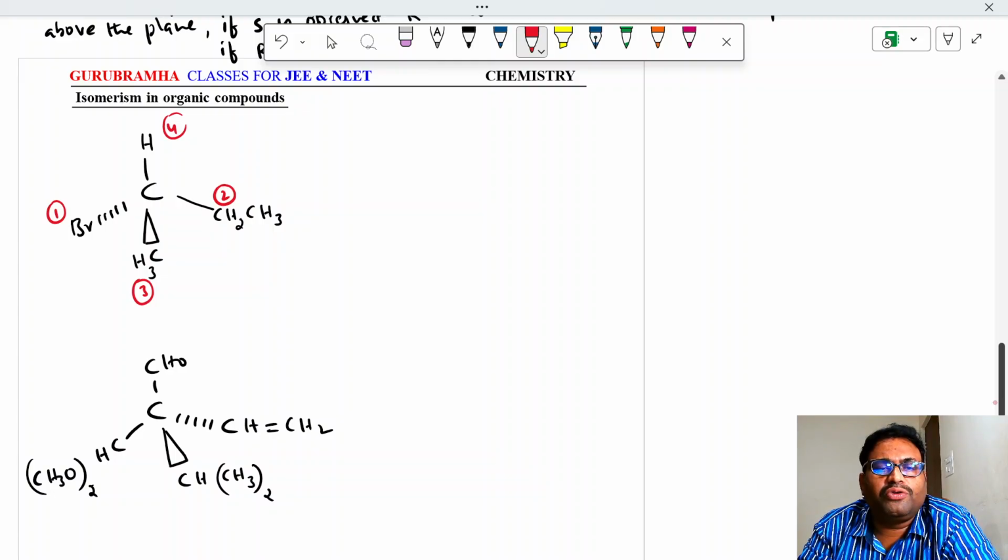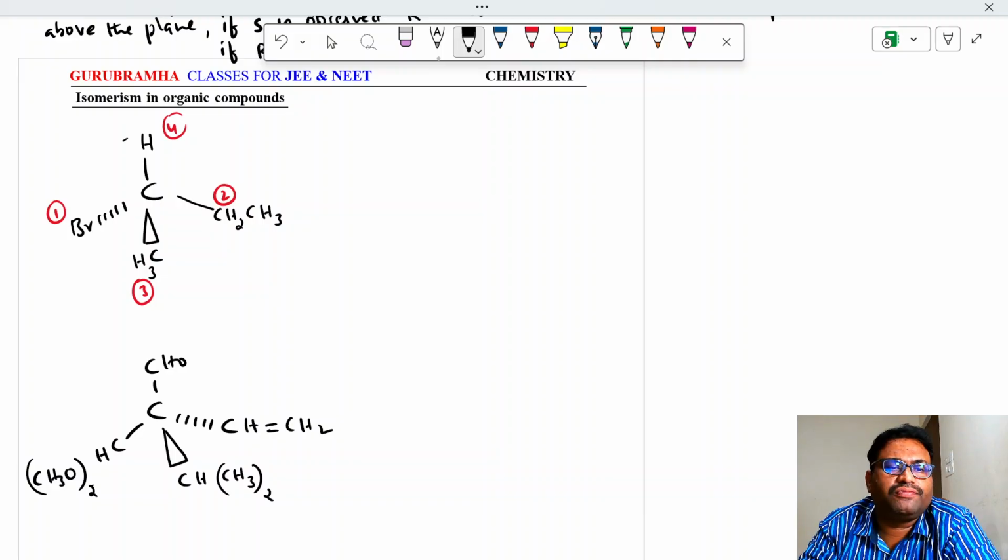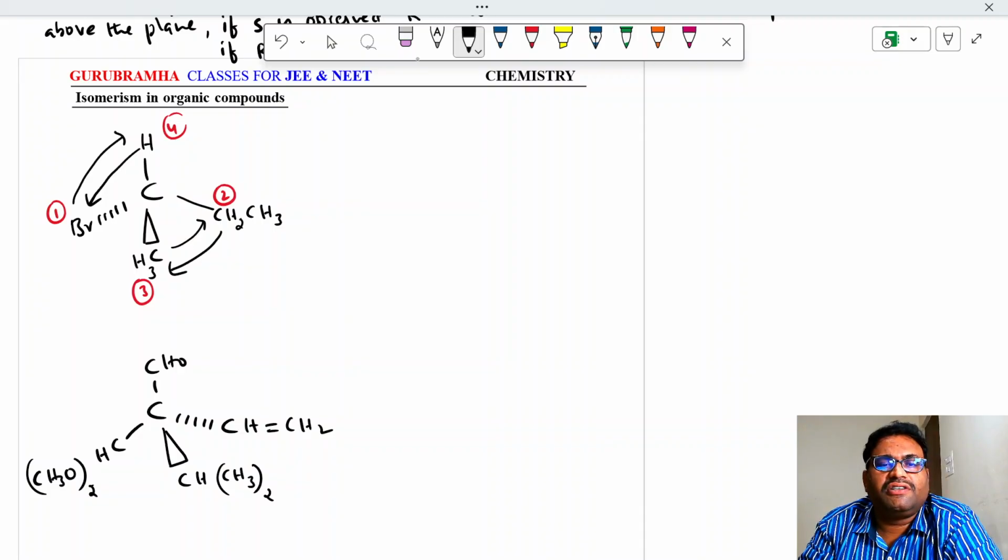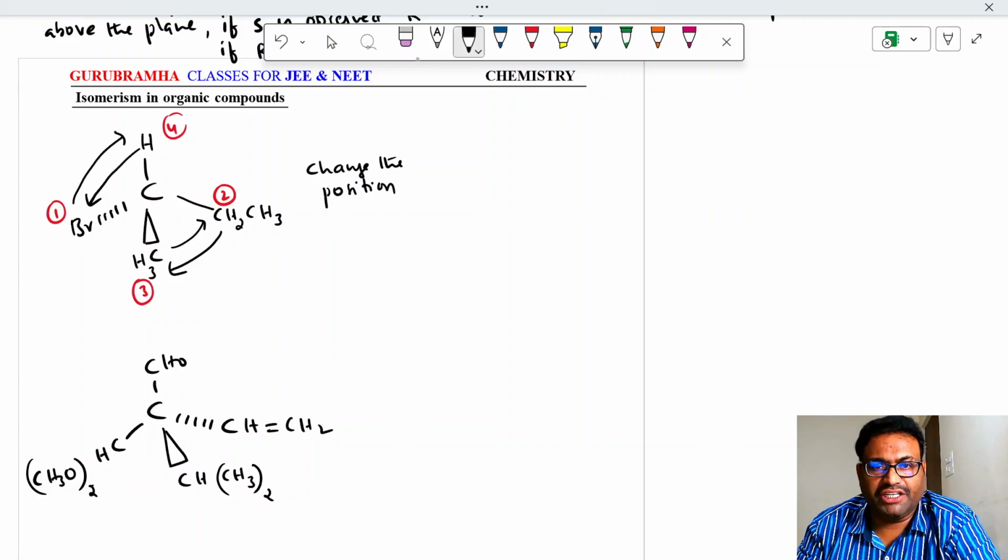Now you have to shift in this way, shift these two. What you are doing, change the positions of these two. Bromine comes here, hydrogen comes here. Automatically CH2, CH3 comes here, CH3 comes here. Change the positions. Why are we changing the position? We are changing the position to see that the least priority group is away from the plane.